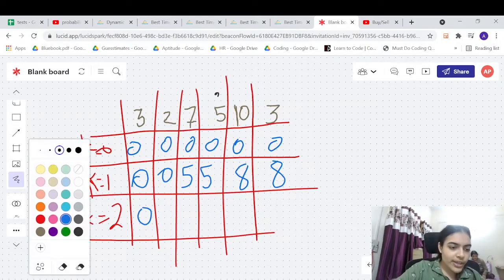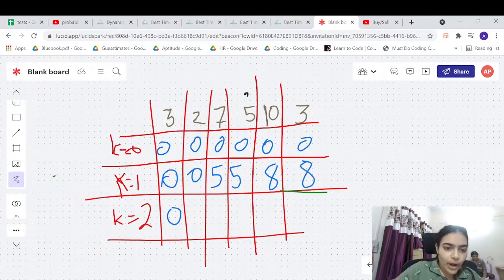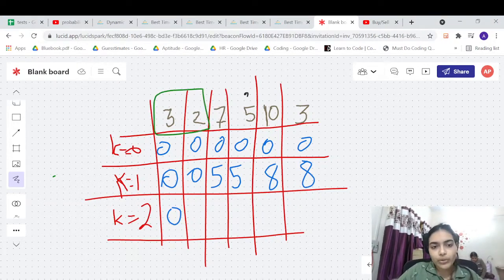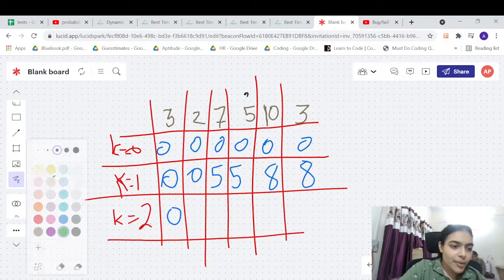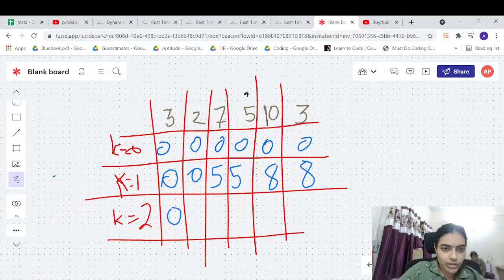Now let's try doing the thing for k equal to 2. Now you are allowed 2 transactions, so let's try to fill this value. You have only 2 days and you are allowed 2 transactions. Is it even possible? 2 transactions are not possible within 2 days, because at max you can do 1 transaction. So it's not possible anyway. In this case also, the profit is going to be 0.